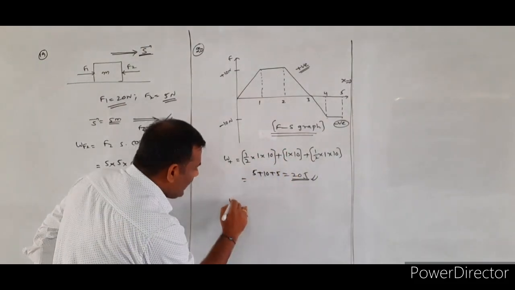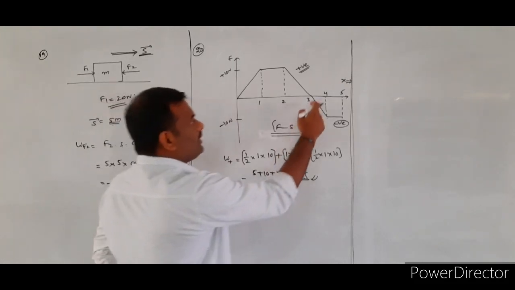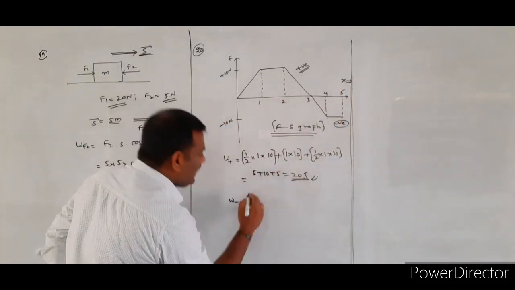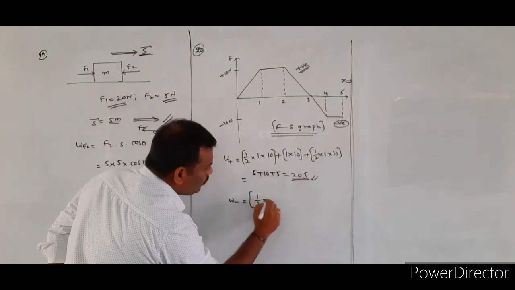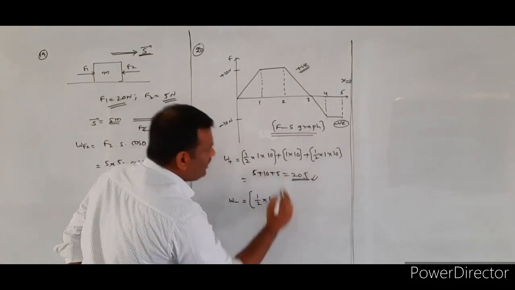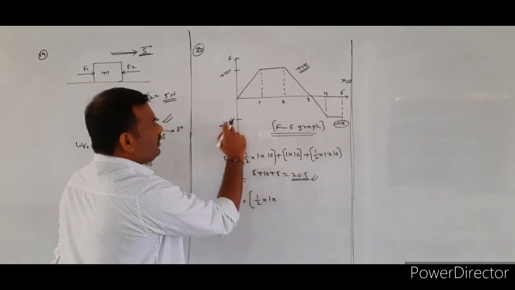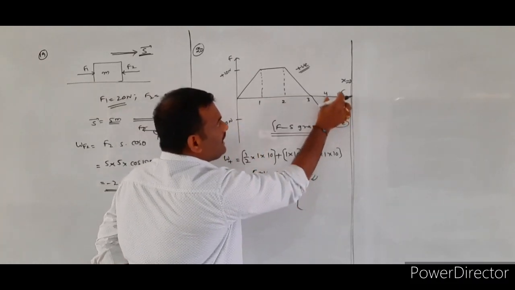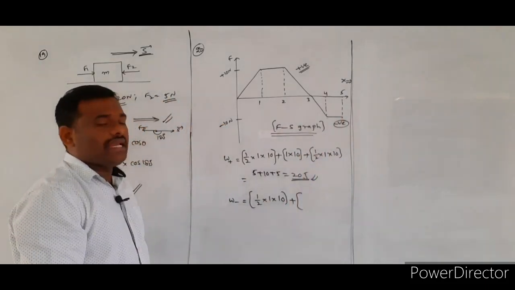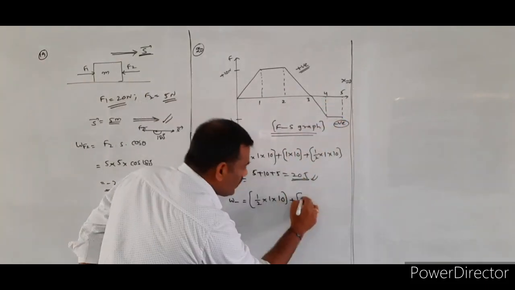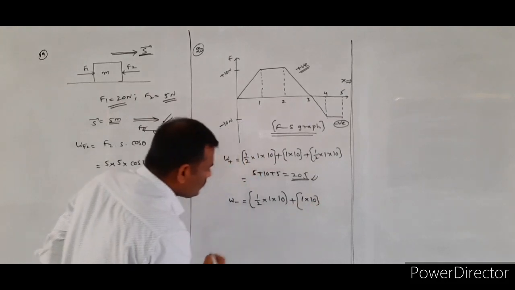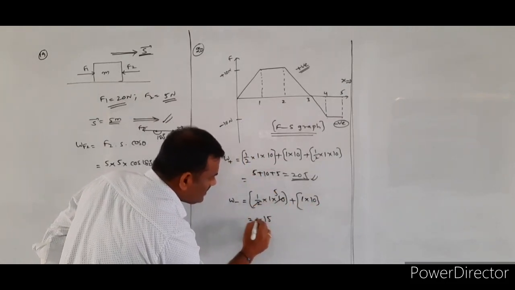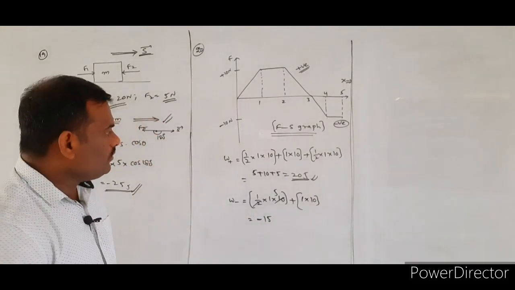Next, negative work done. Here one triangle and one rectangle will be there. For the triangle, work done is half into base into height. Base value 1 and height value 10. Magnitude only we will do first. Plus, again here one rectangle. Area of the rectangle is length into breadth, so again 1 into 10. So this value is equal to 15, but which is a negative work done.